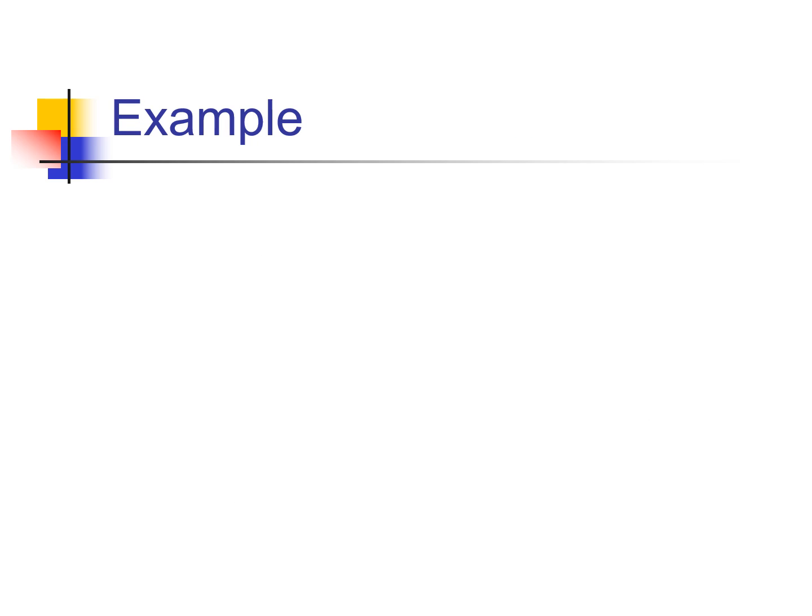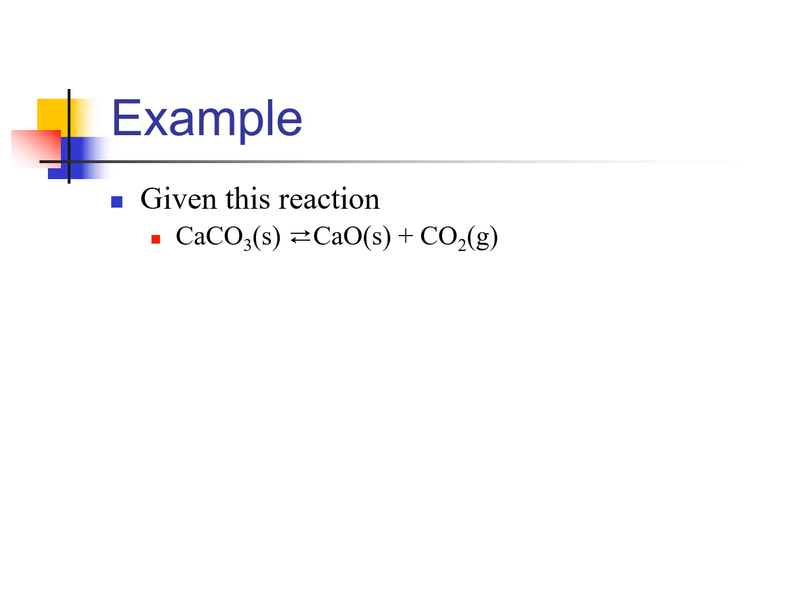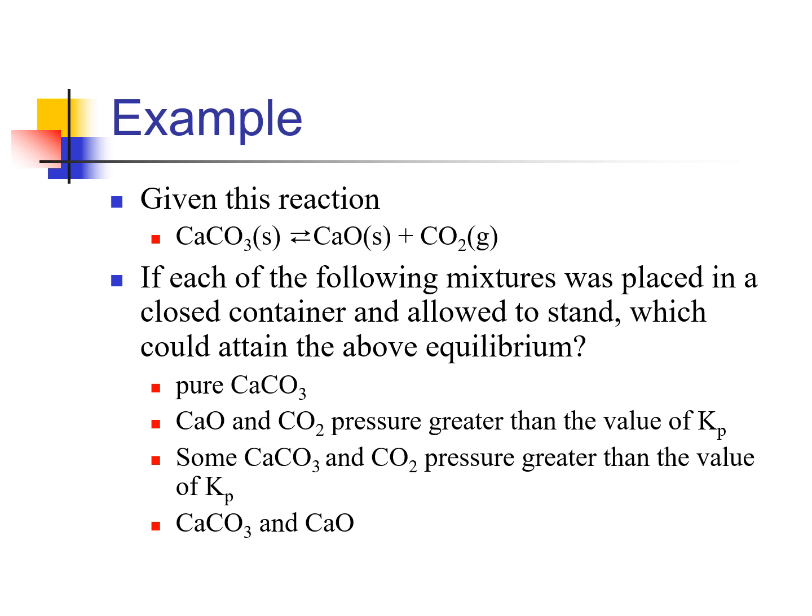So let's take a look at a difficult example. Same reaction. So we have 4 different situations. We're going to place each of these in a closed container, allow it to stand. We're going to ask, will it achieve equilibrium? So first off, if we put pure CaCO3 in, well, I look at that and I go, okay, that's our only reactant. Some of it will decompose, becoming CaO and CO2. So absolutely, it'll reach equilibrium.